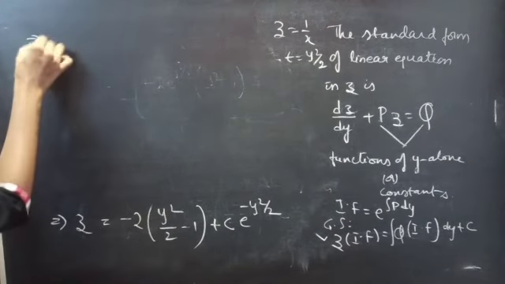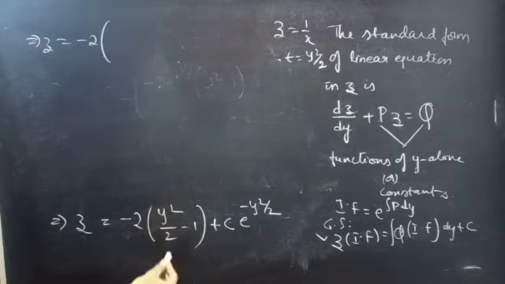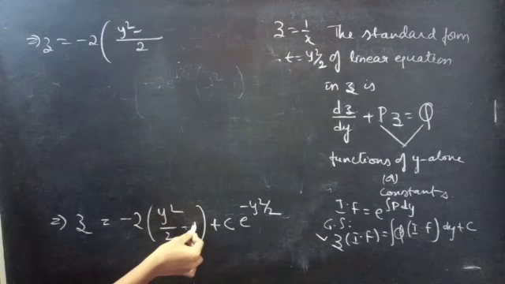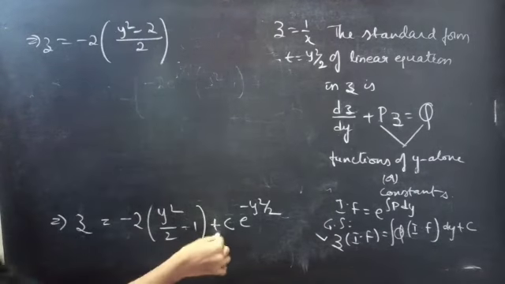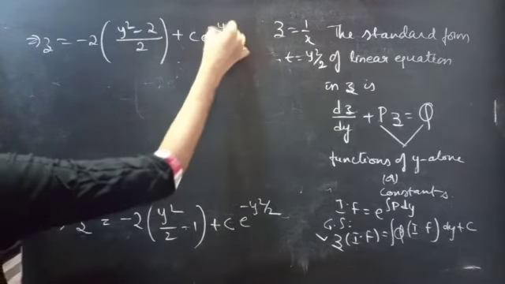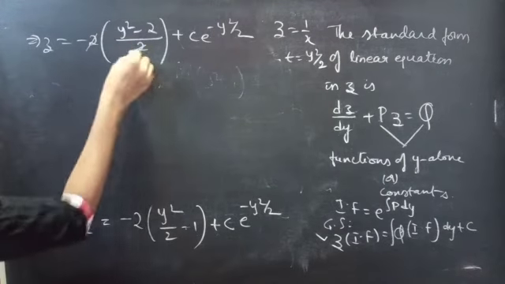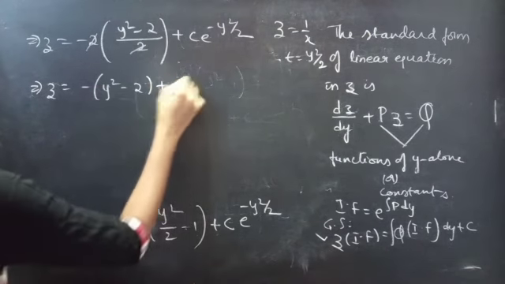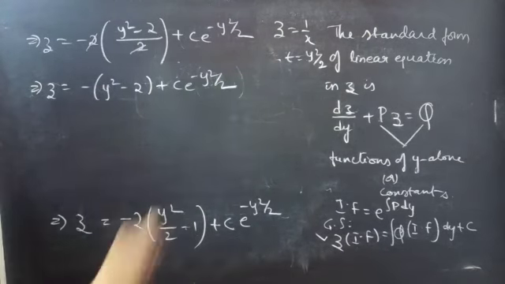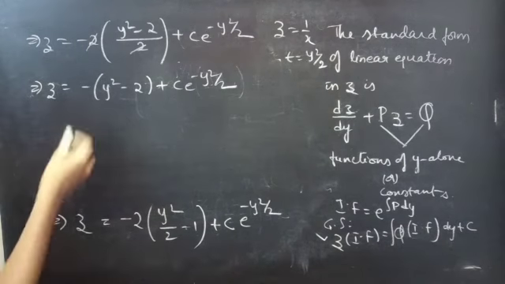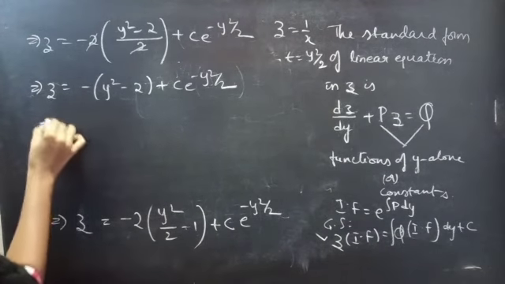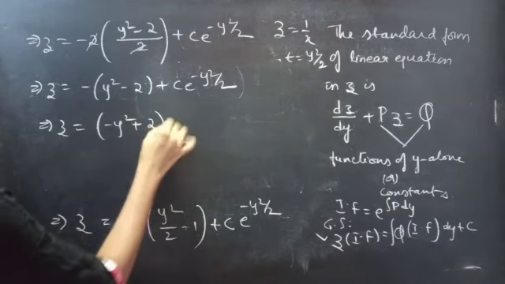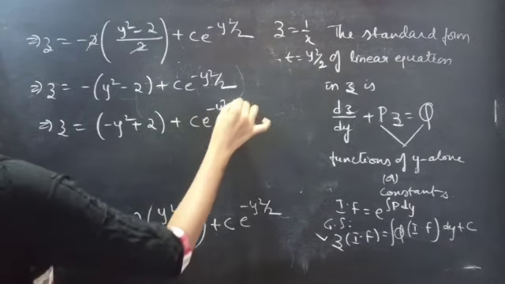So you can write this as z equals minus 2 into, take the LCM of these two terms, you'll get 2 as your LCM, and in the numerator you'll get y square minus 2 into 1, plus c into e power minus y square by 2. Here 2 gets cancelled and you'll get z equals minus of y square minus 2, plus c into e power minus y square by 2. Simply you can take this minus inside the brackets, then you get z equals minus y square plus 2, plus c into e power minus y square by 2.